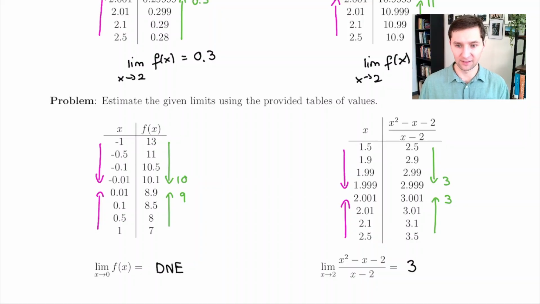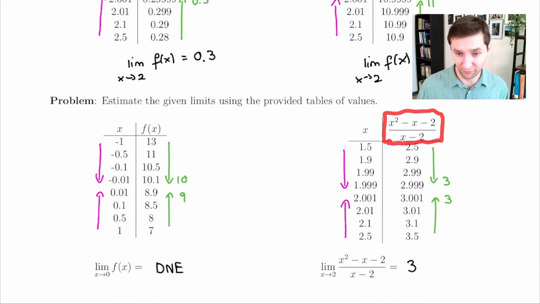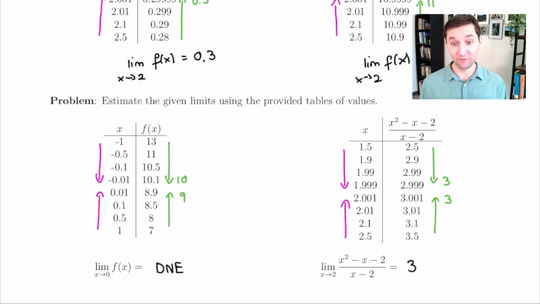I included this example because this function is not defined at x equal to 2. Note, you cannot plug in 2 into this formula, because then you would be dividing by 0. Even though this function is not defined at 2, the limit of this function at 2 exists and equals 3.